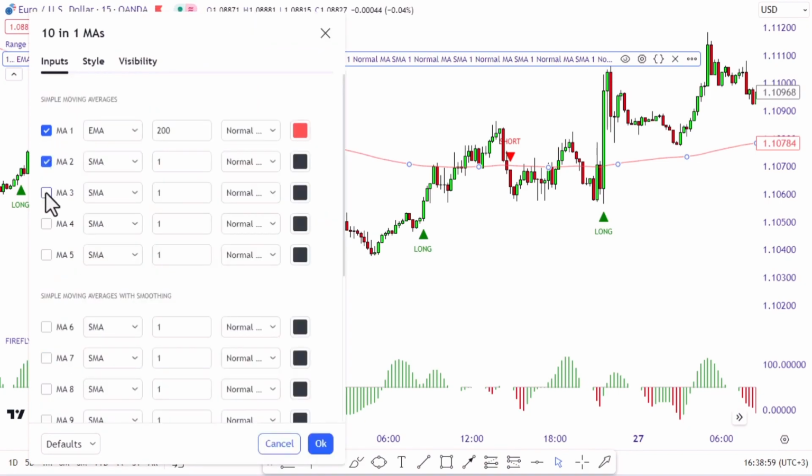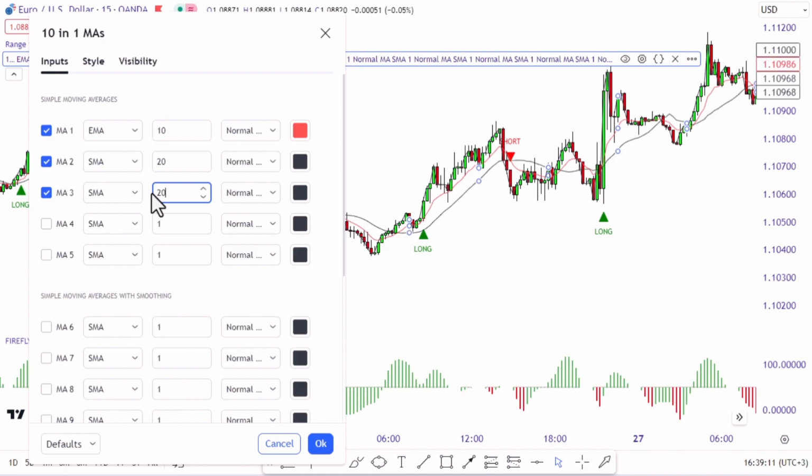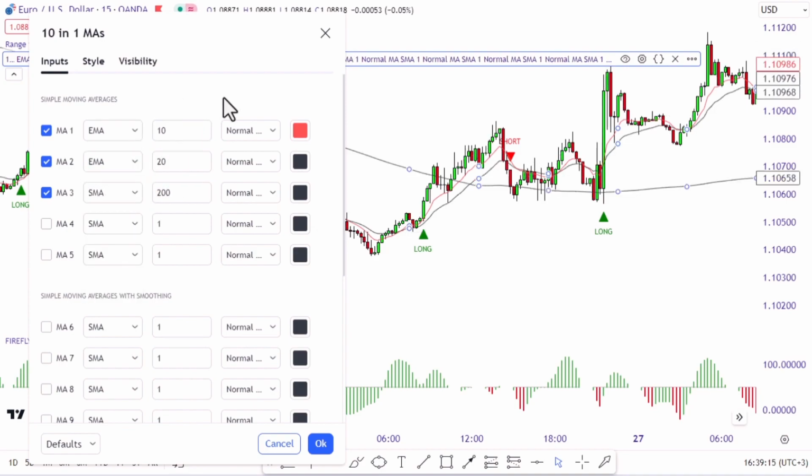Once you add it, customize MA1, MA2, and MA3 as follows. MA1 is a 10-period EMA, MA2 is a 20-period EMA, and MA3 is a 200-period SMA. Style these lines according to your preference in the style section.